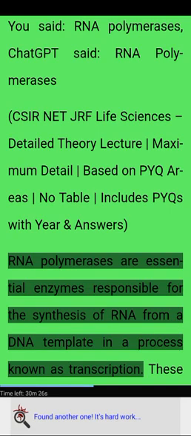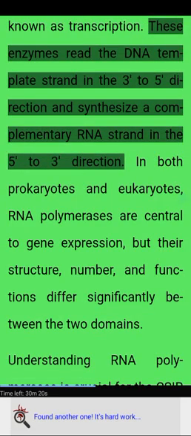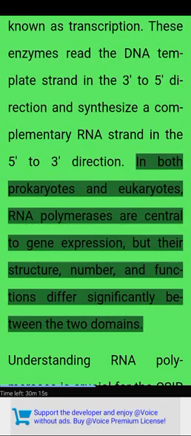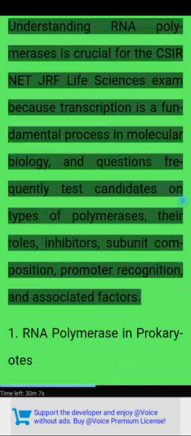RNA polymerases are essential enzymes responsible for the synthesis of RNA from a DNA template in a process known as transcription. These enzymes read the DNA template strand in the 3' to 5' direction and synthesize a complementary RNA strand in the 5' to 3' direction. In both prokaryotes and eukaryotes, RNA polymerases are central to gene expression, but their structure, number, and functions differ significantly between the two domains. Understanding RNA polymerases is crucial for the CSIR Net JRF Life Sciences exam because transcription is a fundamental process in molecular biology, and questions frequently test candidates on types of polymerases, their roles, inhibitors, subunit composition, promoter recognition, and associated factors.